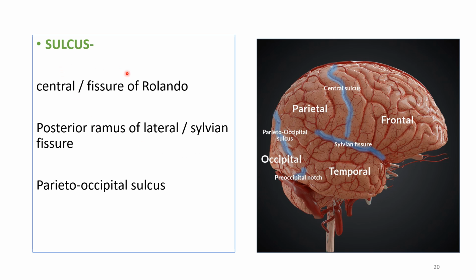Here you can see central sulcus or fissure of Rolando. And posterior ramus of lateral fissure or Sylvian fissure. This is posterior ramus of lateral fissure, also called Sylvian fissure. This is parieto-occipital sulcus. Okay, so you have three sulci: central sulcus, Sylvian fissure and parieto-occipital sulcus.